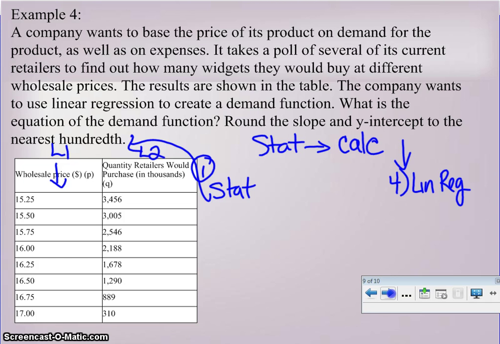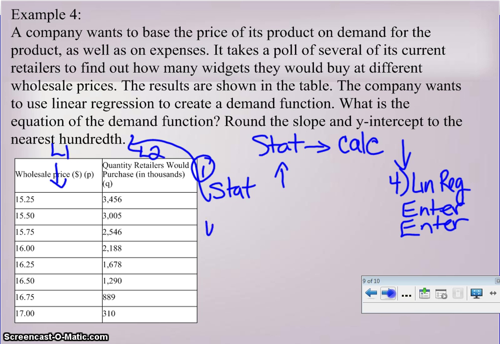Okay, so now that you've got all of them entered, we're going to come to where I had you before. You're going to hit stat, the same button you hit before, and then go over to the right for calculation. Then go down to number 4 for linear regression. You're going to hit enter, and then hit enter a second time, and it should give you an equation. It says here to make sure that you round it to the nearest hundredth.